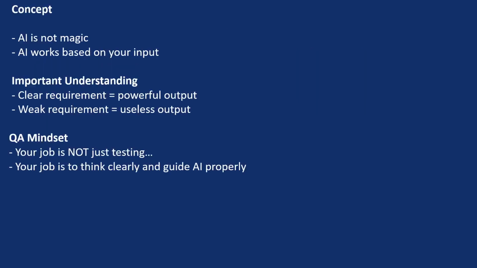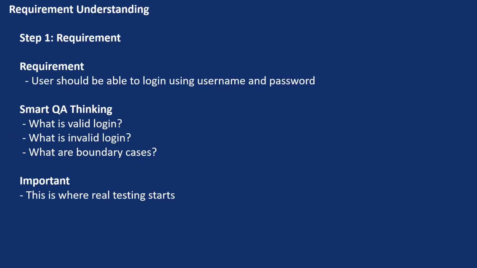So first you need to understand this: AI is not magic, and AI works based on your input. If your requirement is clear, output will be powerful, and if your requirement is weak, output will be useless. So as a QA engineer, your job is not just testing, your job is to think clearly and guide AI properly. So if we talk about the very first step, that is basically requirement.